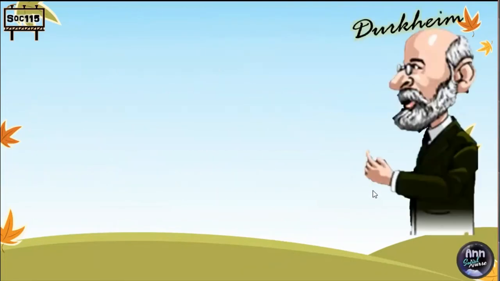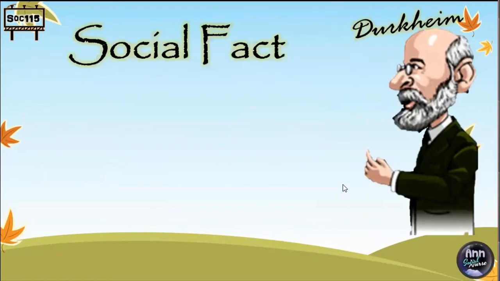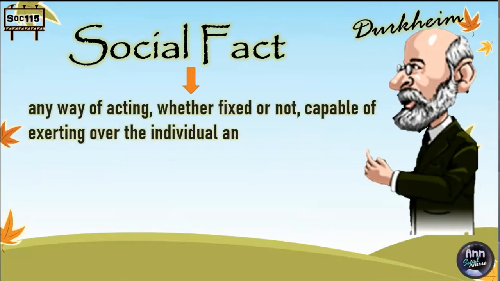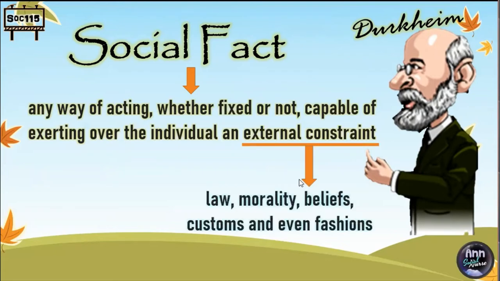First, Emile Durkheim's Social Fact. It is for him any way of acting, whether fixed or not, meaning it's flexible, capable of exerting over the individual an external constraint. This constraint is normally manifested in the form of law, morality, beliefs, customs, and even fashions. We can verify the existence of a social fact, Durkheim ventured, by examining an experience that is characteristic.